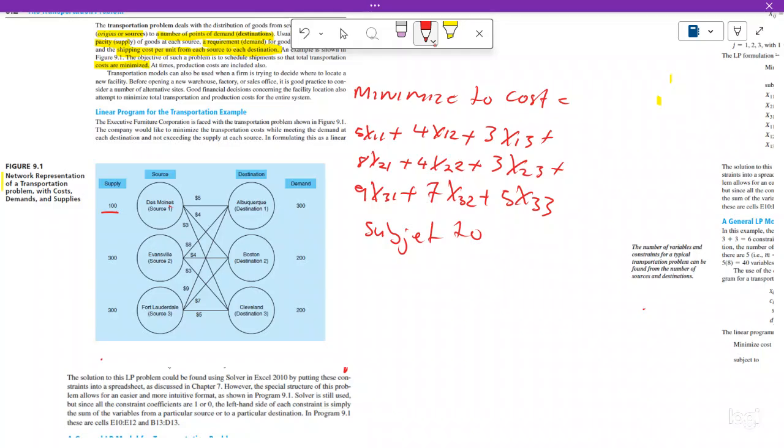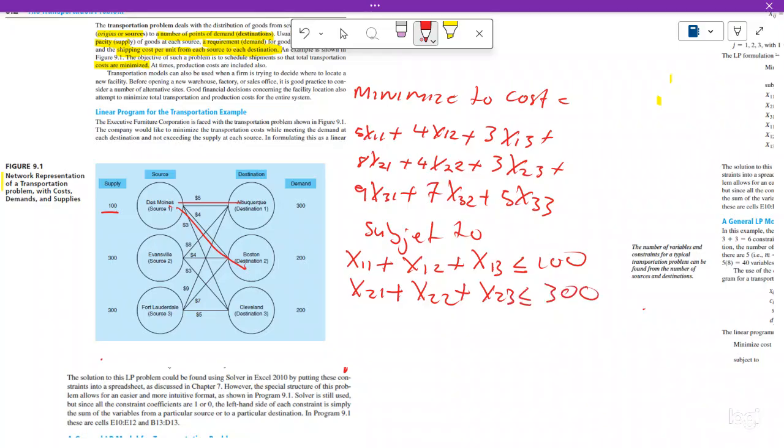Then we're going to have it as x11 plus, which is this one, then x12 plus x13 is less or equals to 100. x21 plus x22 plus x23 less or equals to 300. x31 plus x32 plus x33 greater or equals to 300.